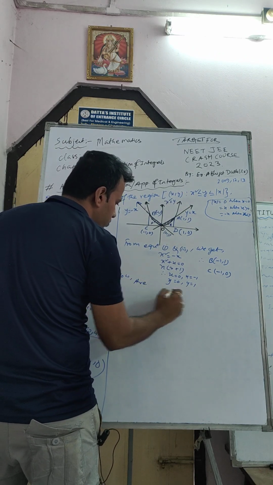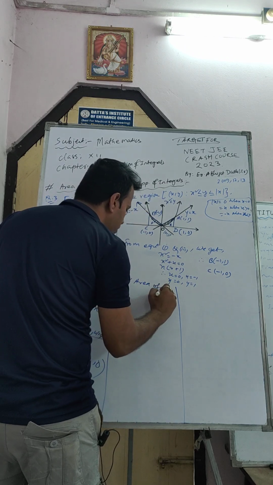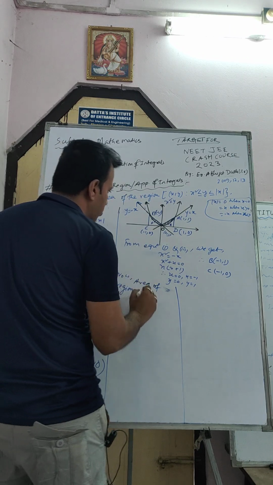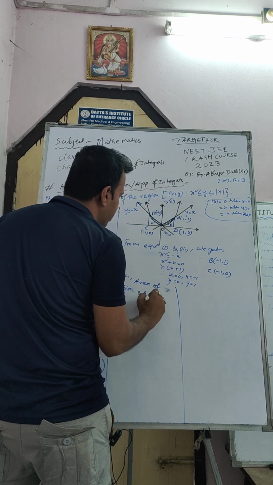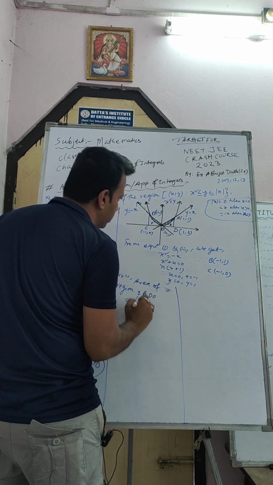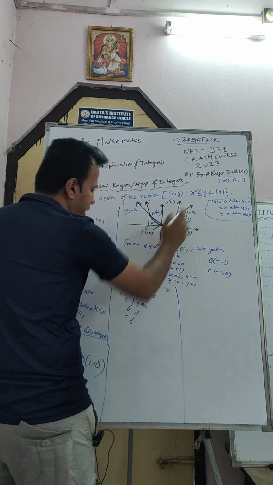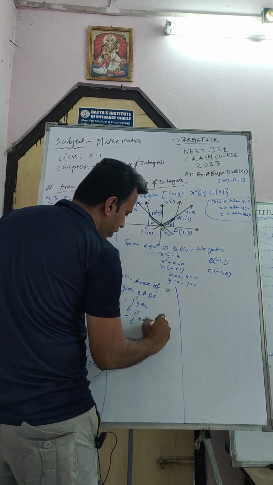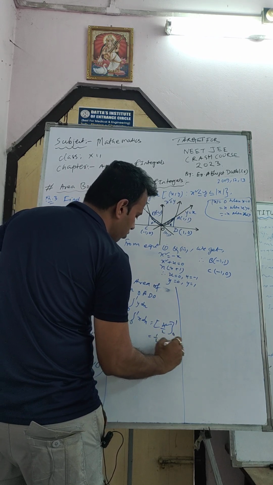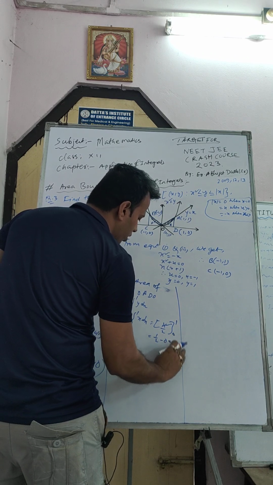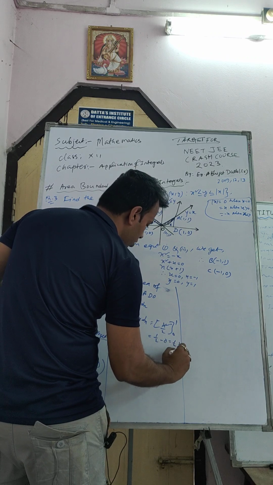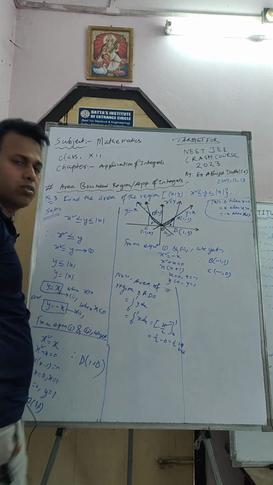Area of region OADU is equal to integration 0 to 1 y dx, and here y is x, so it will be x dx, which is x square by 2 from 0 to 1. It will be 1 by 2 minus 0, that is 1 by 2 square unit.